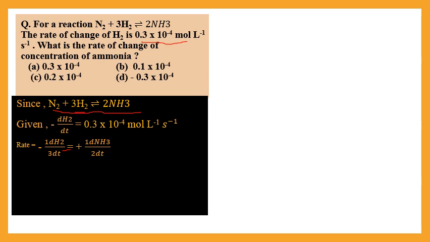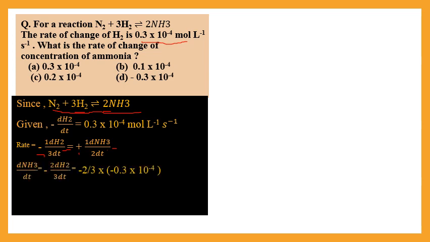As H2 is a reactant, a minus sign will be there because it disappears during the reaction, and that will be equal to the rate of appearance of ammonia. In ammonia the stoichiometry term is 2, so the rate will be plus 1 by 2 d[NH3]/dt. The plus sign is there because NH3 is a product, and during the reaction ammonia is forming.